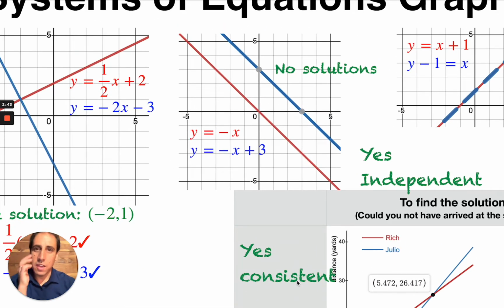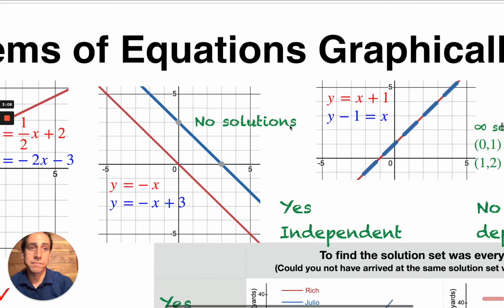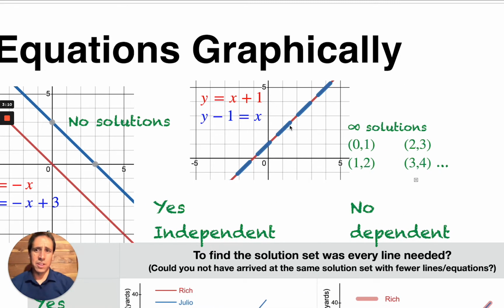Things get a little hairy if the lines are parallel. You can see there's no intersections. They're railroad tracks, and so therefore, if there's no intersections, then there's no solutions. I'm graphing the line y equals -x here in red, and y equals -x plus 3. It's 3 units higher. All these blue points are 3 units higher than their corresponding red points. So they're never going to intersect. So there's no solutions.